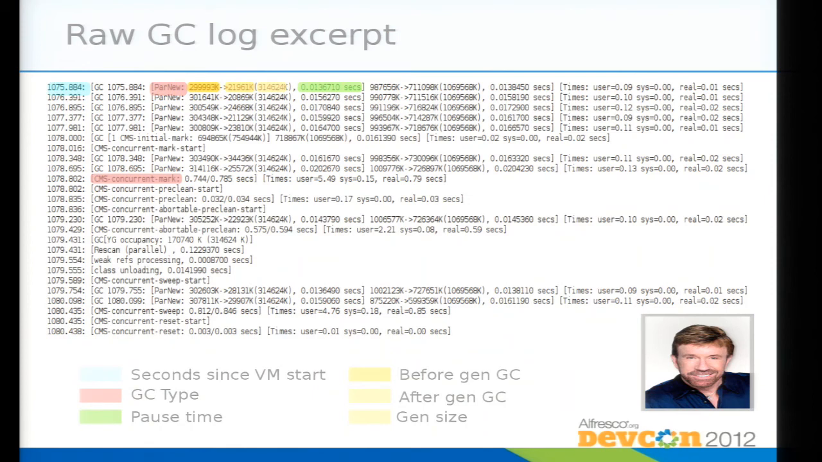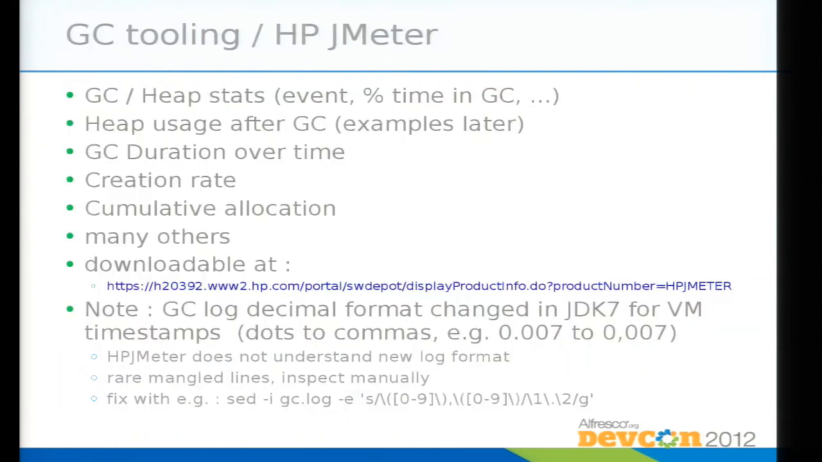So you can find out the red bit is the GC type that was going on. The strong yellow is the heap before in the generation in question, heap after, and the smallest yellow is the generation size, and the green is the pause time for that particular event. But if you're not Chuck Norris, there are some pretty cool tools that you can use to analyze the GC logs, and the one I prefer is HP JMeter.